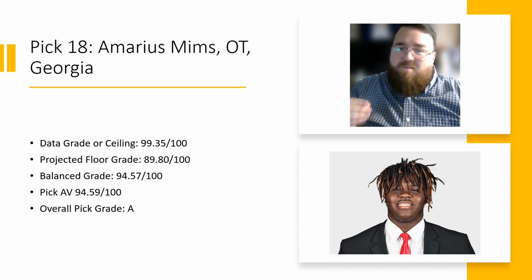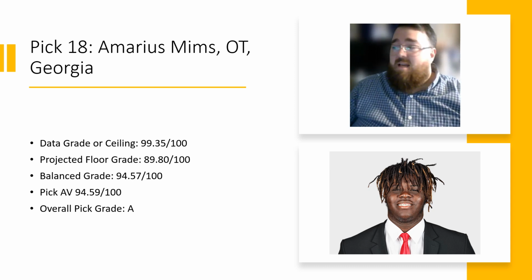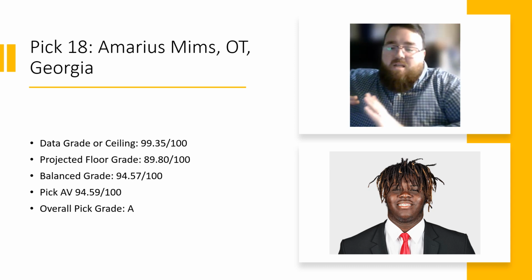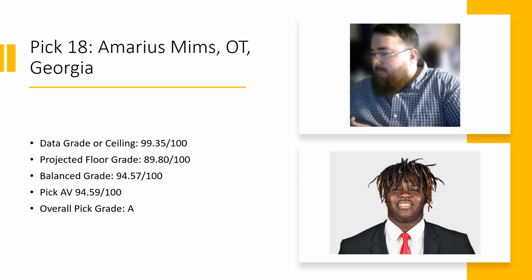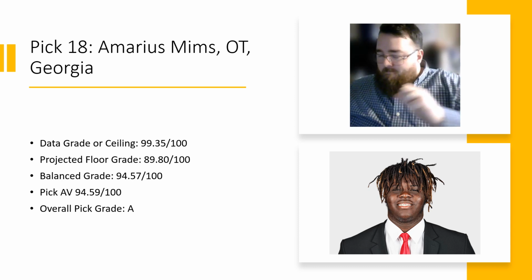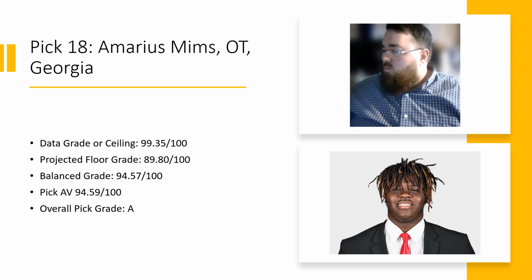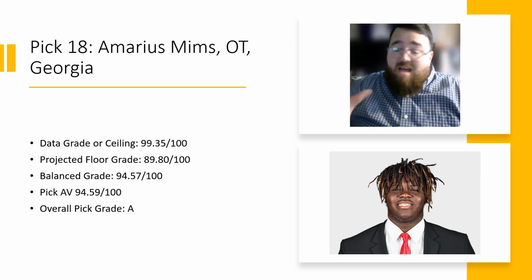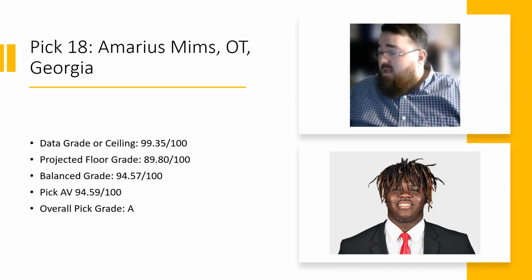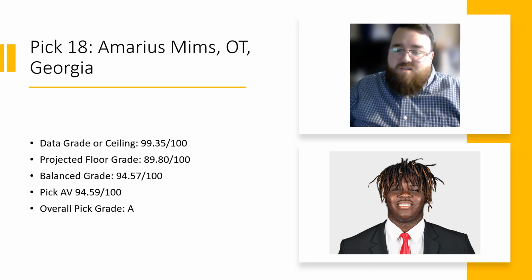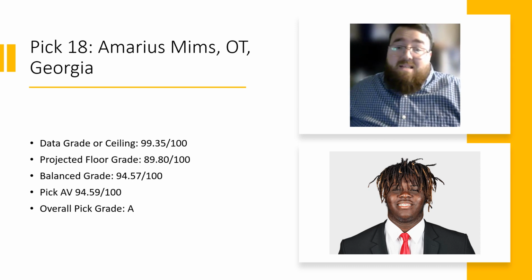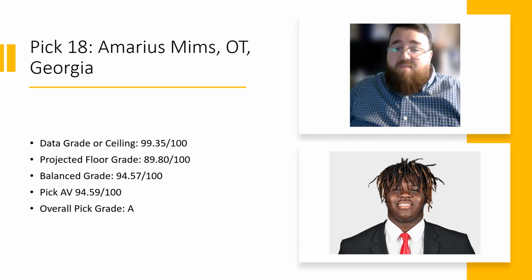The floor grade is what the average AV is for offensive linemen taken where he was taken with his data grade. So this is the worst case scenario, maybe closer to reality for him in terms of his data. And then the balance grade is essentially his floor plus his ceiling added together. And then, of course, you have pick AV, which is his approximate value for his selection. So if you randomly picked a player at pick 18, they typically would have a 94.59 approximate value score. That is the expectation with this pick, and I feel like they met that expectation. So I think this definitely is an A for them.